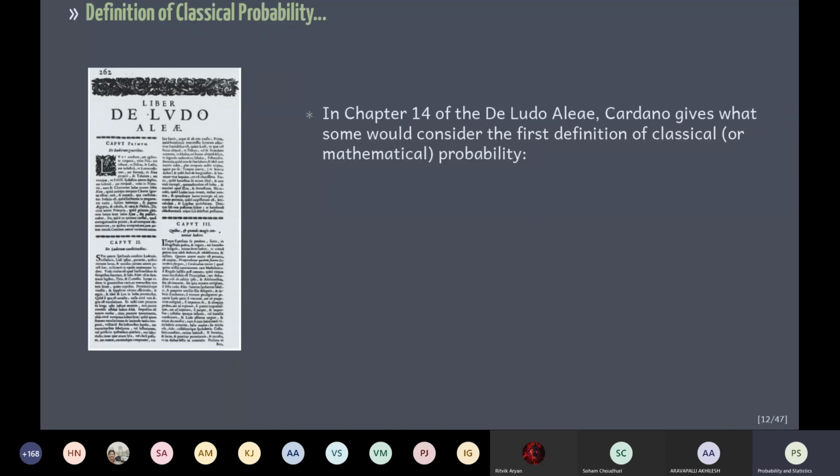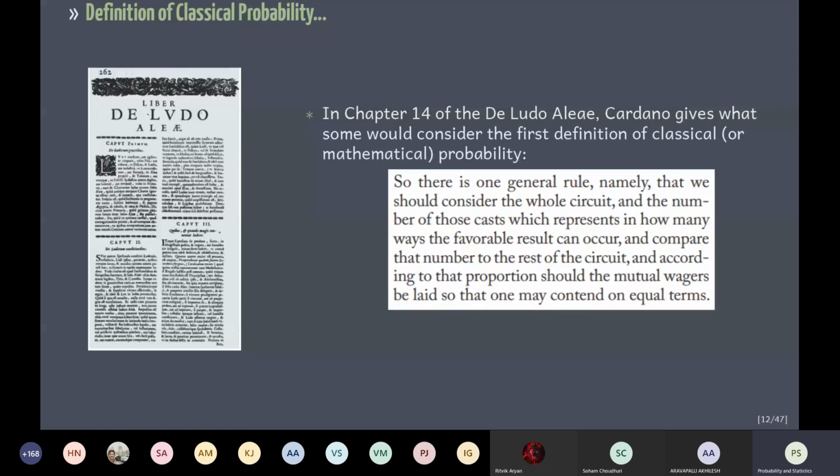Let us go back to trace the definition of classical probability, and this is the book or the notes that I was talking about, where Cardano had written. This is 15 pages, and it's written in Italian or Latin maybe. In chapter 14 of his notes, Cardano gives what some would consider the first definition of classical probability. This is why we believe that he should have been considered the father of probability.